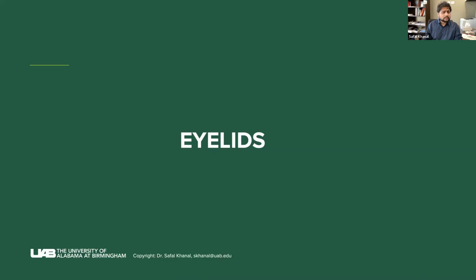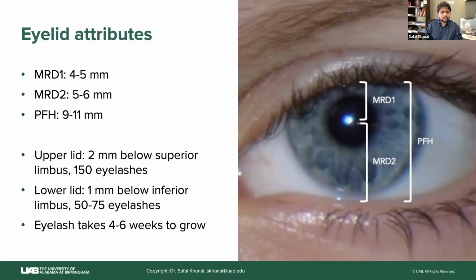Coming to the eyelids next, let's look at some of the attributes of eyelids and measurements. You have your marginal reflex distance, which is 1 and 2. 1 is just above the pupillary reflex here. The MRD1 distance is 4 to 5 millimeters. The MRD2 is around 5 to 6. So the total palpebral fissure height is around 9 to 11 millimeters.